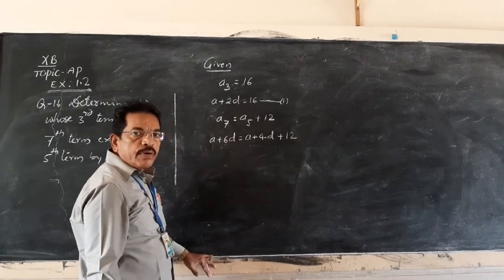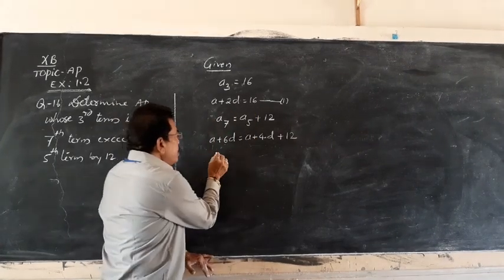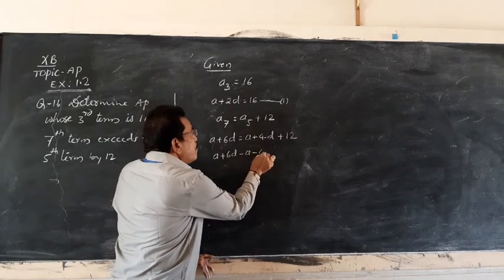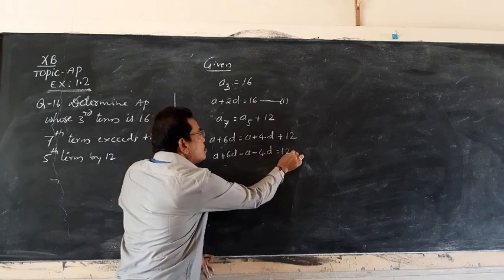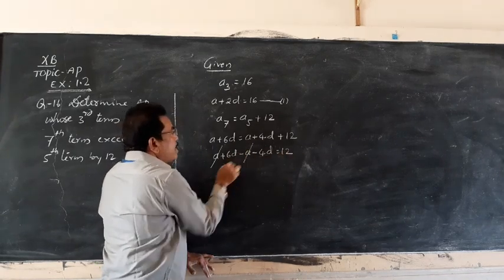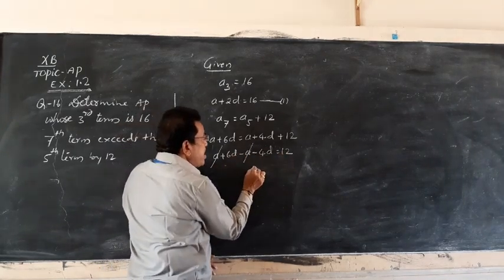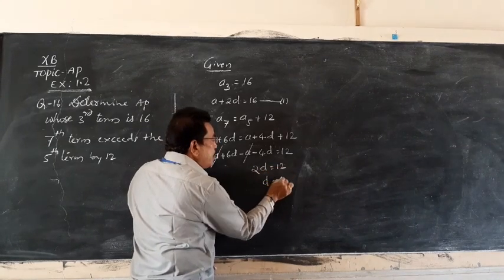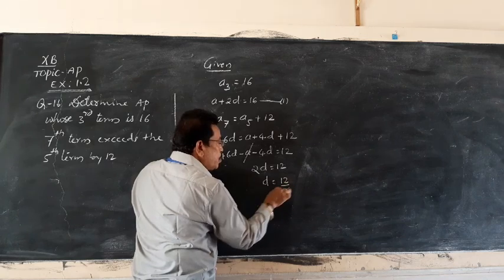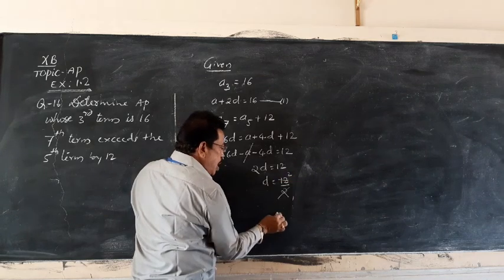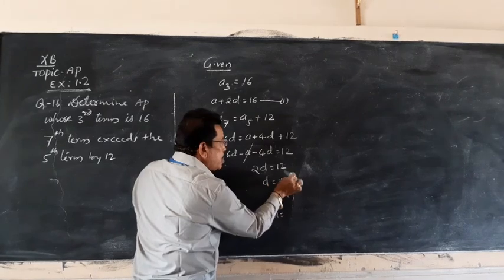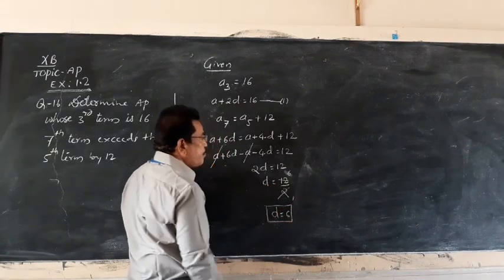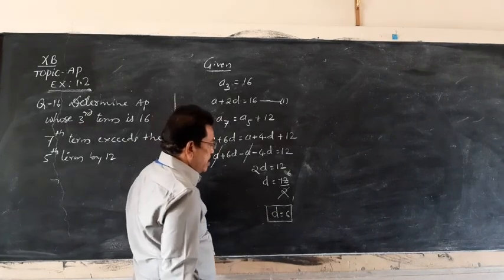Let us transfer each term. A plus 6D minus A minus 4D equals 12. A minus A gets cancelled. 6D minus 4D equals 2D equals 12. D equals 12 by 2. 2 ones are 2, 2 sixes are 12, that is D equals 6. D equals 6.